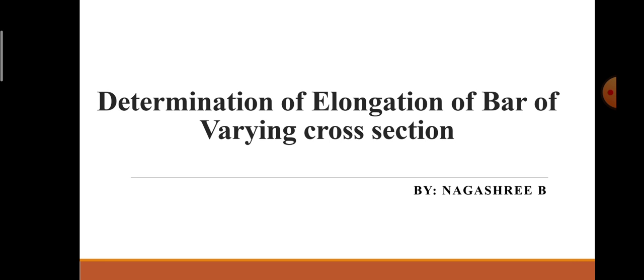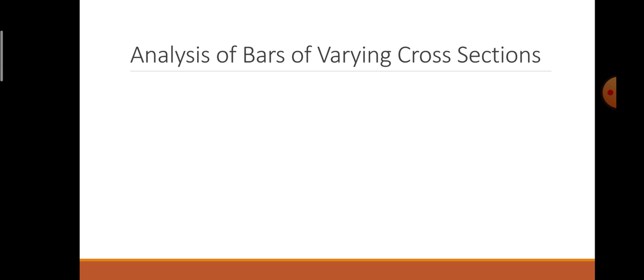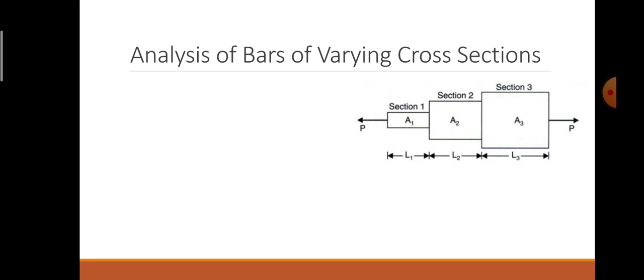Today I'll be discussing the concept of how to determine the elongation of a bar of varying cross section. So here I have taken a bar which is of different length and different diameter, meaning it has a circular cross section. So different diameter and hence different cross sectional area. Obviously, when the dimensions are different, the cross sectional area will be different.